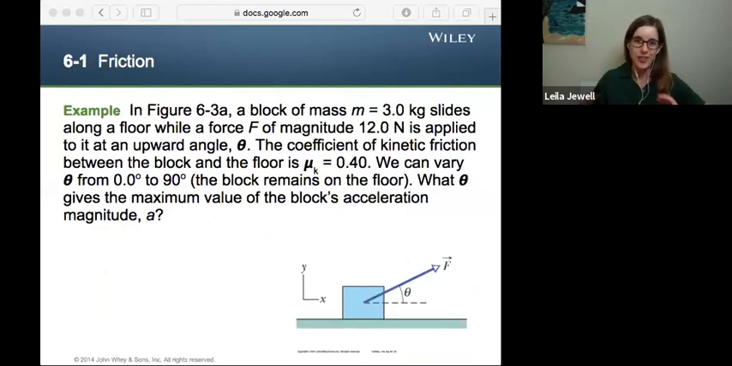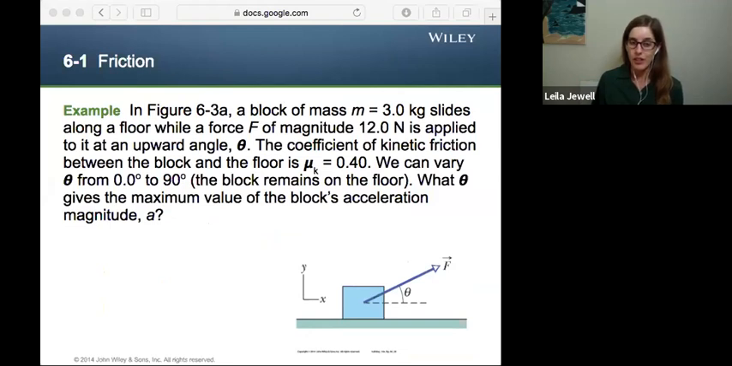I decided to do one extra example, a bonus one. So this is going back to the friction chapter, 6.1. It says, in the figure, a block of mass m is 3.0 kilograms, slides along a floor while a force F of magnitude 12 newtons is applied to it at an upward angle theta. The coefficient of kinetic friction between the block and the floor is mu sub k is 0.40.